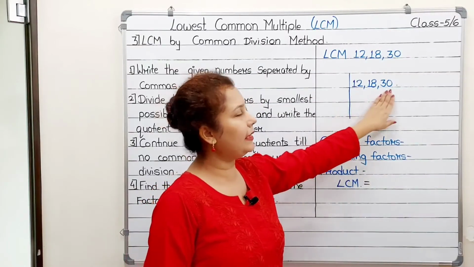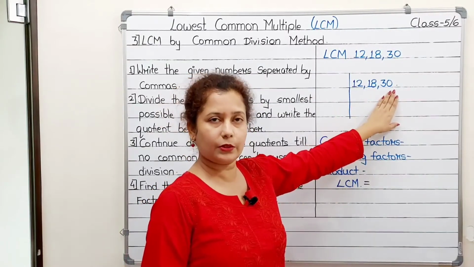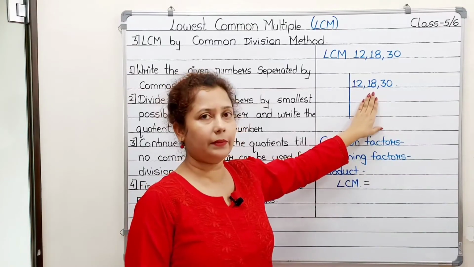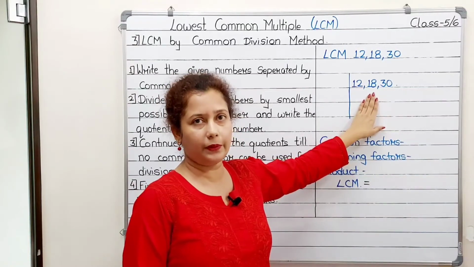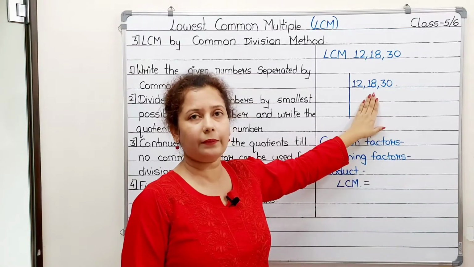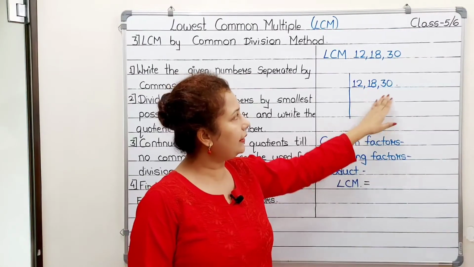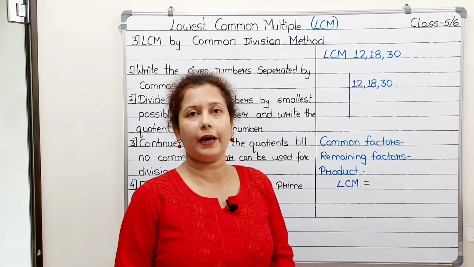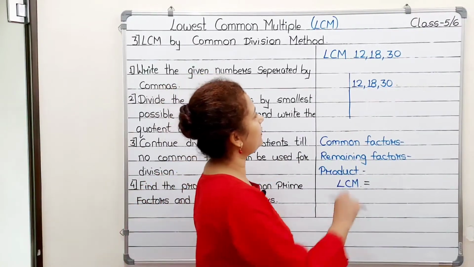First step, write the numbers separated by commas. So we have done that. Second step, you have to divide those numbers by the smallest possible prime number. Smallest prime number is 2. All the given numbers are even numbers, so all are divisible by 2. So we will divide them by 2.